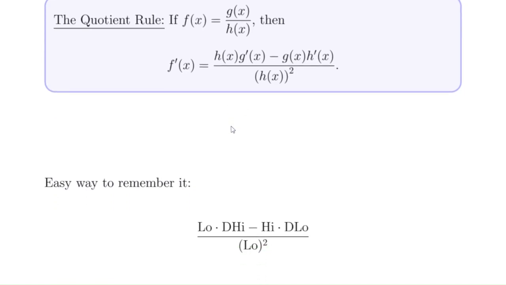Okay, now an easy way to remember this is if I think of the bottom one as a low, we'll call the h of x the low, and the g of x we'll call the high, right? That's the low and the bottom, the high and the top. And if we think of d as being like a derivative, we can think of this as low d high minus high d low all over low squared. So low, that's the bottom function. D high means the derivative of the top, minus high d low, the top times the derivative of the bottom, all over low squared. Okay, so again, low d high minus high d low all over low squared.